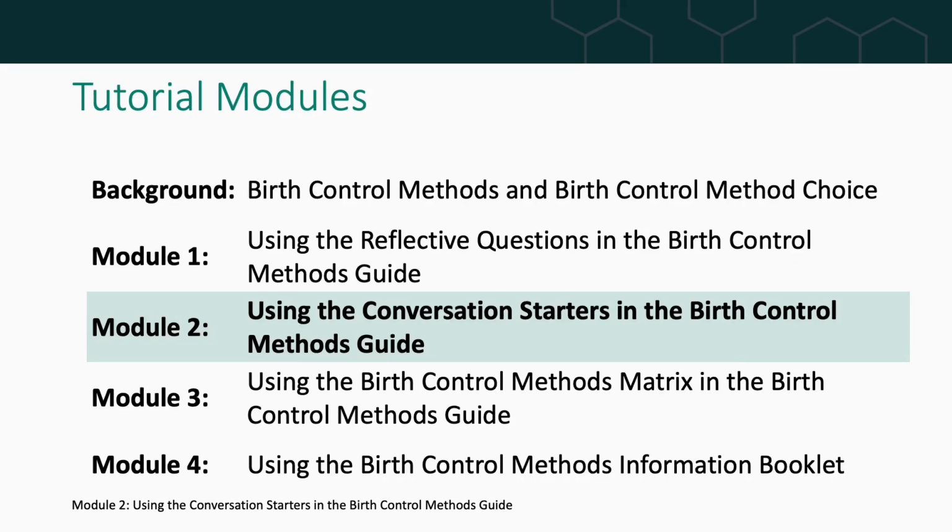This is Module 2. It explains how to use the conversation starters in the Birth Control Methods Guide. The background module reviews what we know from research about the factors that influence the birth control choices young people make and provides information about the 5 different categories of birth control methods. Module 1 describes how to use the self-reflection questions in the Birth Control Methods Guide. Module 3 explores how to use the Birth Control Methods Matrix in the Birth Control Methods Guide. And Module 4 shows how to use the Birth Control Methods Information Booklet.